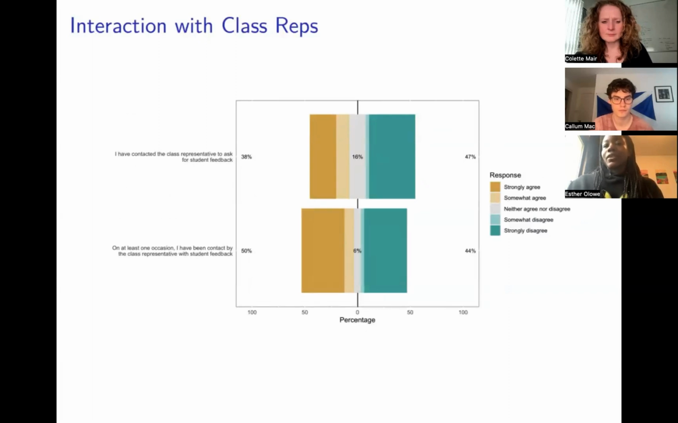Another two questions asked were based on class reps, and 38% of the staff agree that they have contacted class reps in order to ask for student feedback. On at least one occasion, I have been contacted by the class reps with student feedback. From this, 50% of lecturers agree that they have been asked questions by the class reps. So the class reps are, again, actively taking concerns forward to lecturers based on what other students have told them.